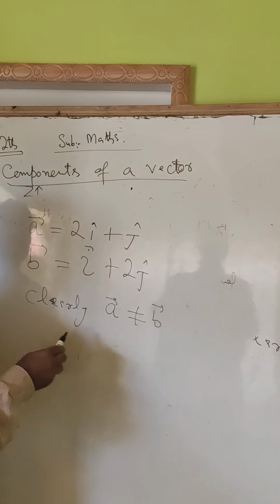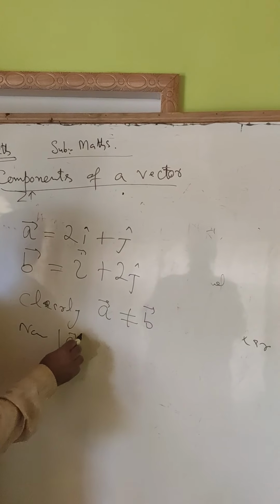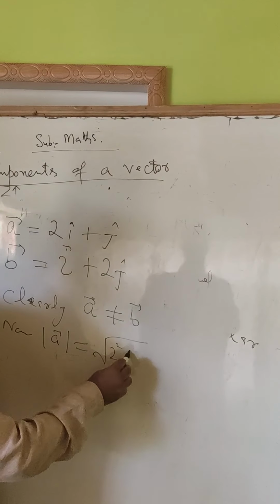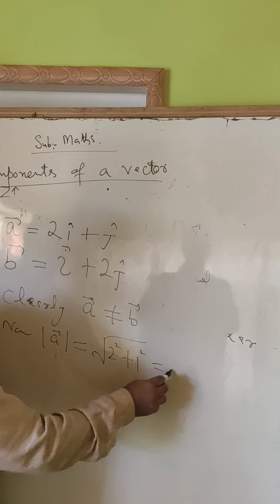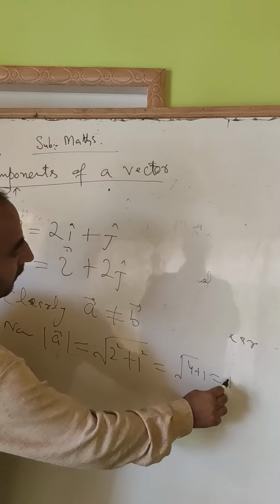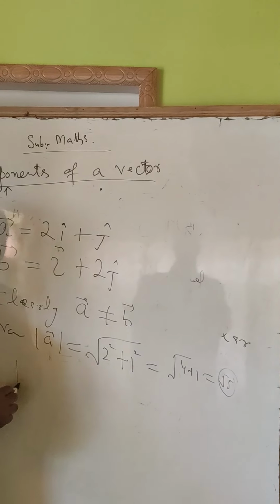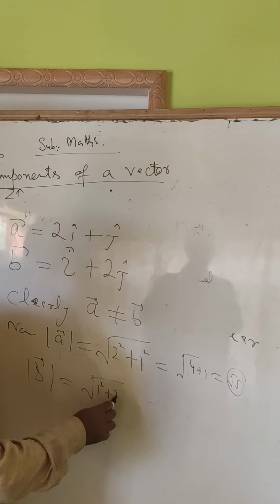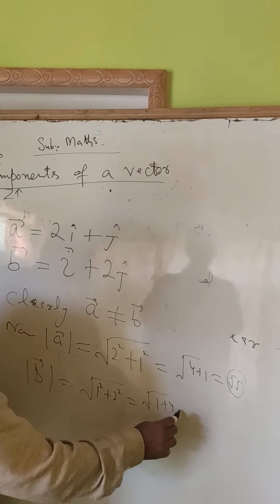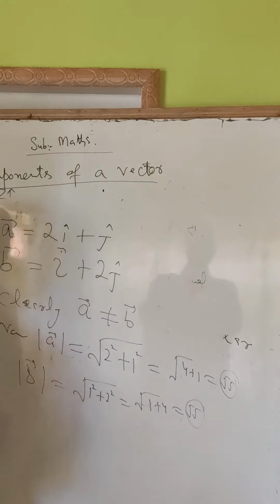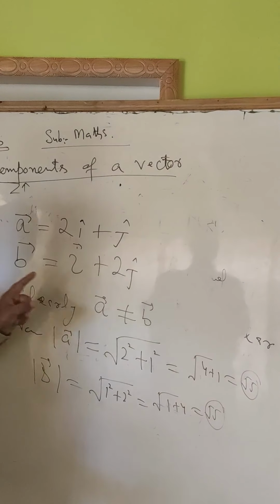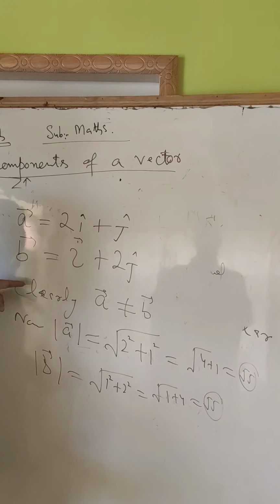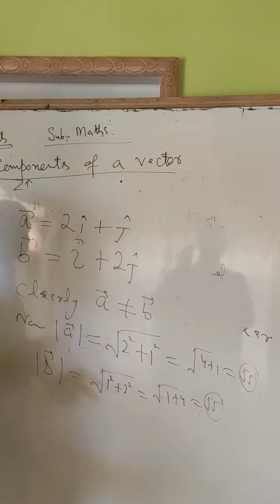अगर हम इसका magnitude अब निकालेंगे, now magnitude of a vector is equal to square root of 2 square plus j का है 1 square, square root of 4 plus 1, that is square root of 5. Mod b is equal to square root of 1 square plus 2 square, 1 plus 4, that is root 5. Modulus of a square root of 5, modulus of b square root of 5 means the two vectors are of same magnitude, but the two vectors are not equal, though they are of same magnitude.